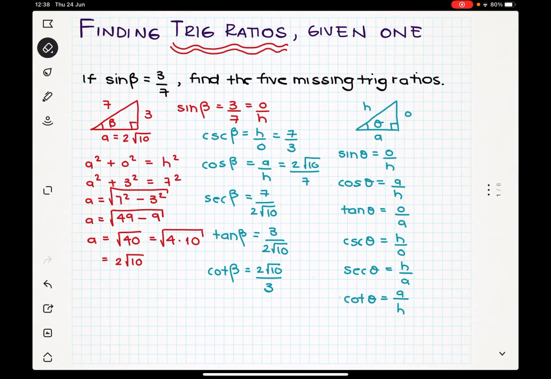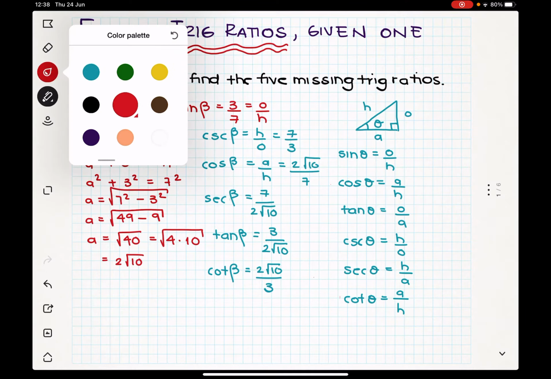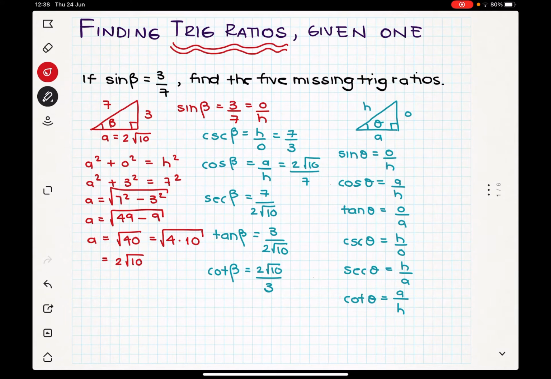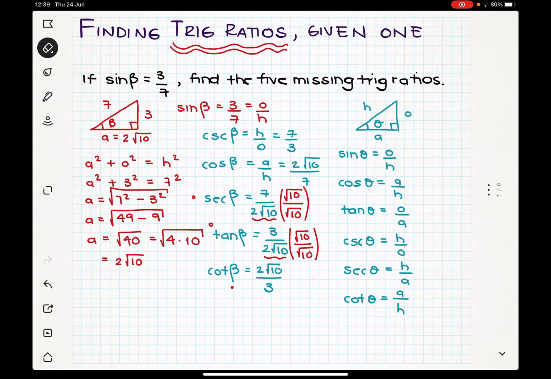One thing before we move on: when we have square roots at the bottom, we usually like them on the top. I have square roots at the bottom on this one and on this one. What we can do is something called rationalizing. We multiply by the square root on top and bottom, and we're not changing anything, since square root of 10 over square root of 10 is 1. And we just simplify. So we have 7 square root of 10 over 20, and here we have 3.